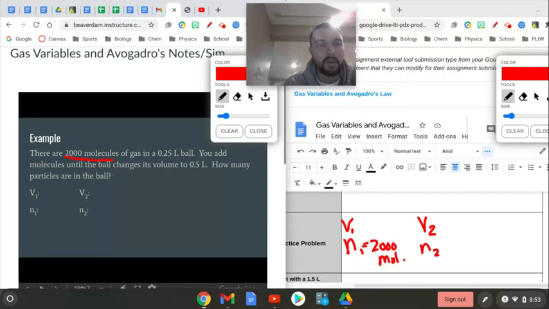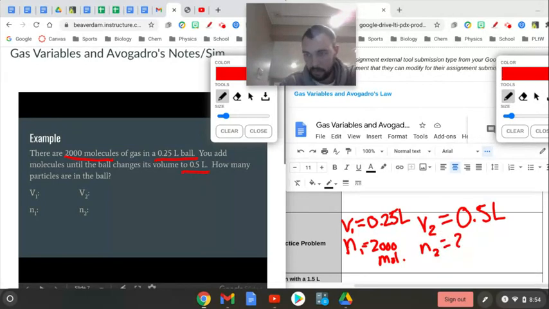I'm just going to abbreviate MOL there, okay? In a 0.25 liter ball. Okay, so volume could be measured in liters. So 0.25 liters. Okay, you add molecules until the ball changes its volume to 0.5. Okay, so now it got bigger. How many particles are in the ball? So this is what I'm looking for. Okay, so now how do I set this up?